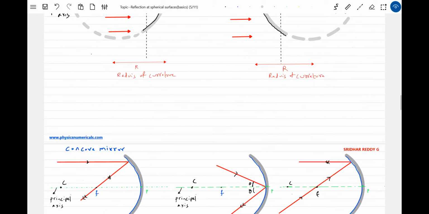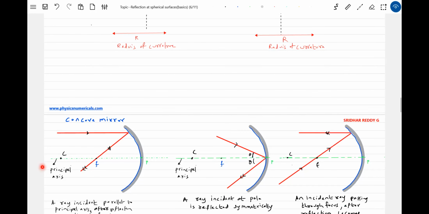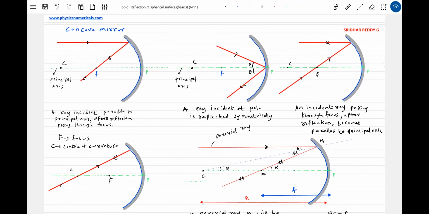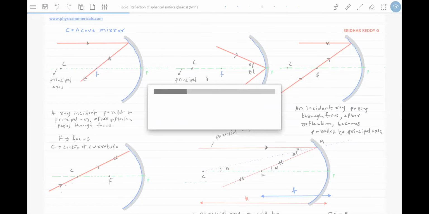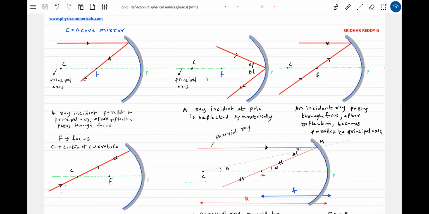Okay, now we'll go for tracing: if a ray of light is incident, what will happen to the reflection? We have to apply the idea of reflection here. There's a normal. Let's come to this one.